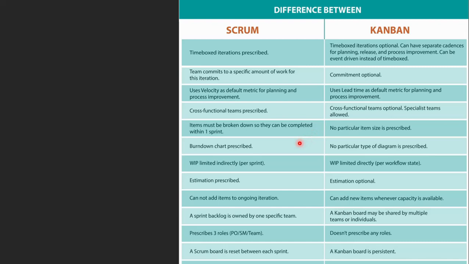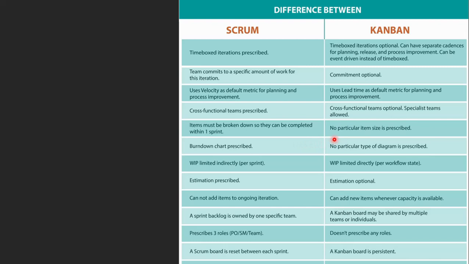A burn down chart can be prescribed here because you started with 10, then by the end of the 2 weeks you have 0 pending activities. So 10, 9, 8, 8, 7, like that. A burn down chart you can do. You start the iteration with 10 items in your hand. Next day you have completed, 9 items pending, 8 items pending, 7 items. At the end of 2 weeks, for example, you'll be at 0 items pending.